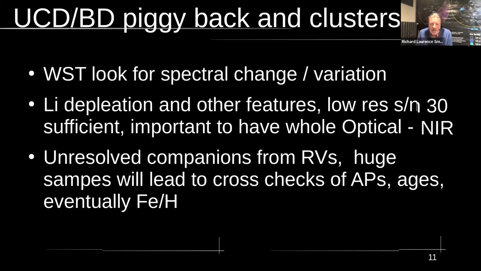And when the WST is working in RV mode, perhaps I'm not saying it correctly, there will be huge samples of binary systems that will be discovered, that will allow cross checks of astrophysical parameters, ages, and eventually metallicity, which in UCDs, or especially close to brown dwarfs, close to substellar, is really just hypothetical right now. I mean, there have been some studies, but it really isn't large scale in any way. The WST will allow that, and I think that's the last slide.